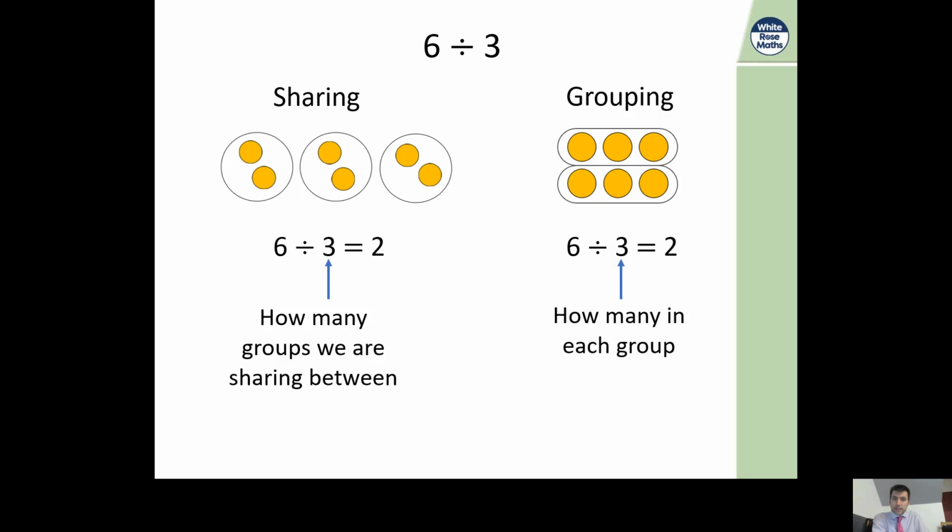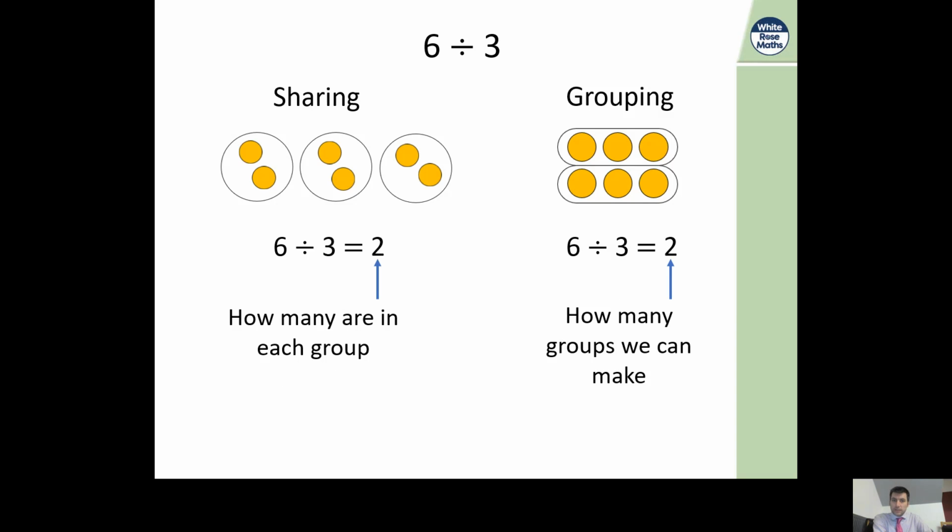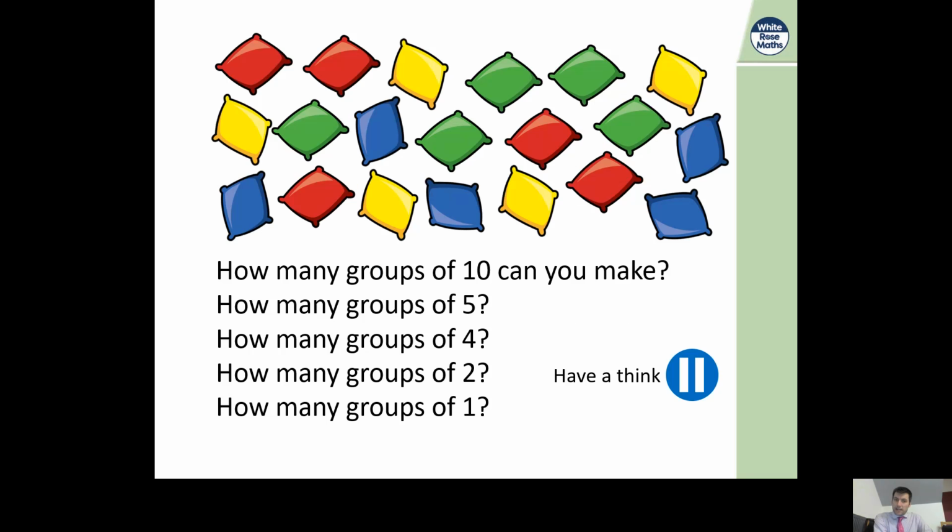So if I look at my first value here, when I'm doing 6 divided by 3, I can see that I'm sharing between 3 groups. And here I'm sharing by that 3. And that's my answer, is how many is in each group and how many groups I can make.